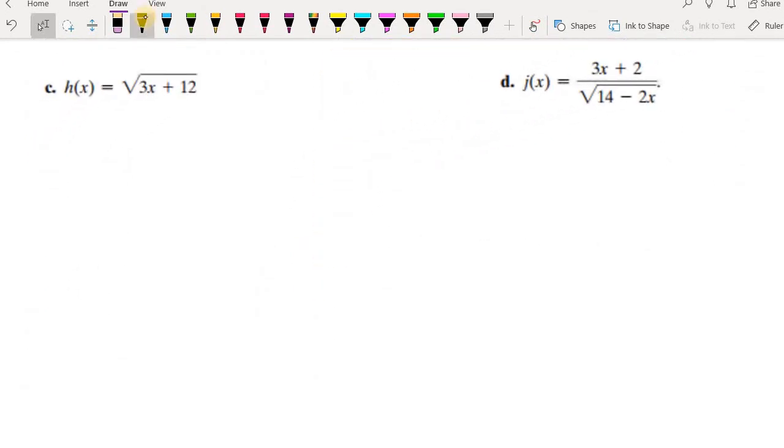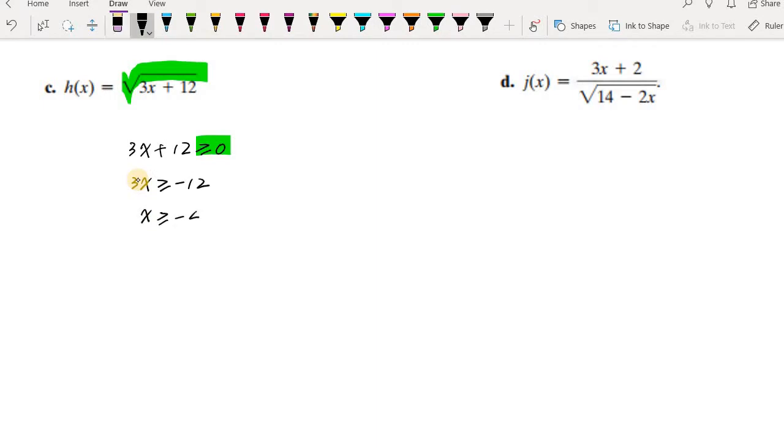Part C, we have h of x equal to the square root of 3x plus 12. You have to recall this from old knowledge. If you have a square root, everything inside, that means 3x plus 12 must be greater than or equal to 0. This is the case anytime you're dealing with square roots. So when we set this greater than or equal to 0, we can solve this. That will be x greater than or equal to negative 4.